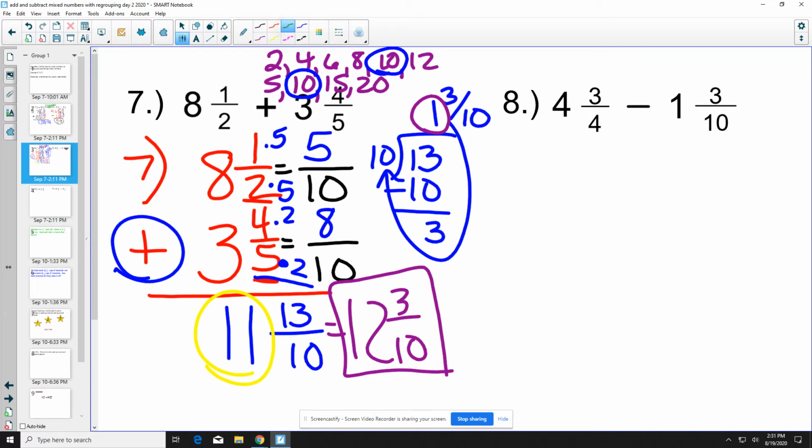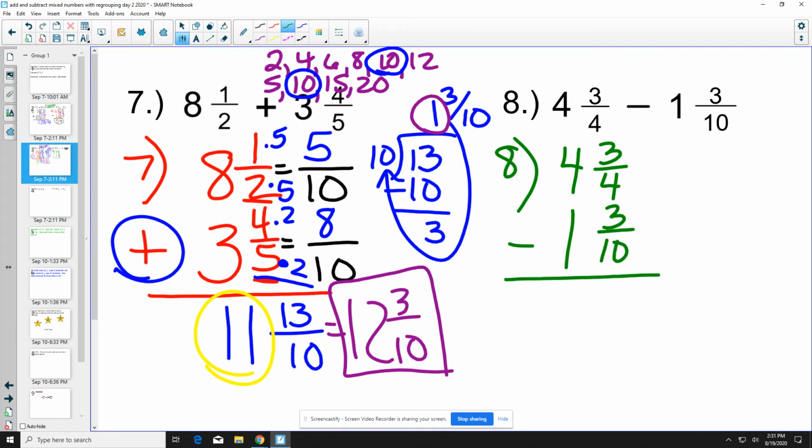Okay, let's write down number 8. So write it vertically. So write 4 and 3/4 first, minus 1 and 3 tenths. Make sure you're getting this in your notes.